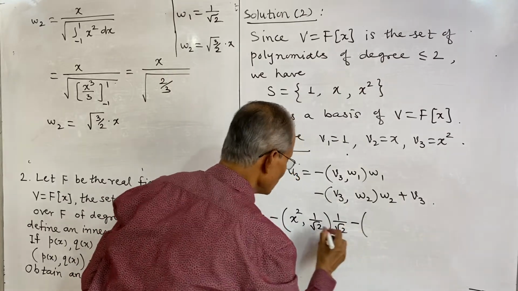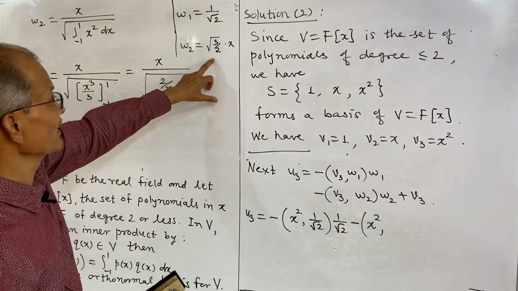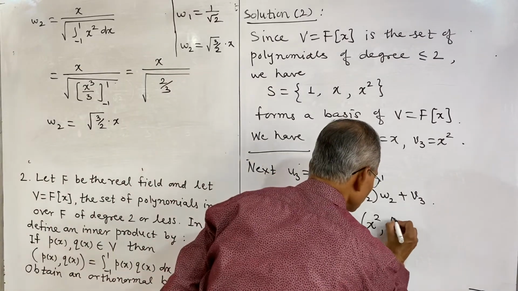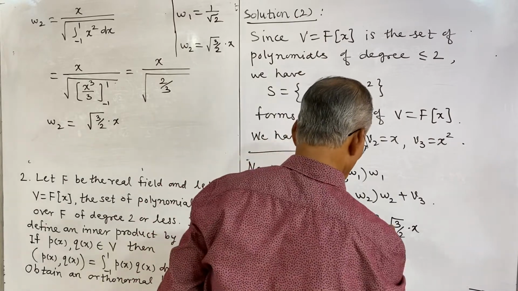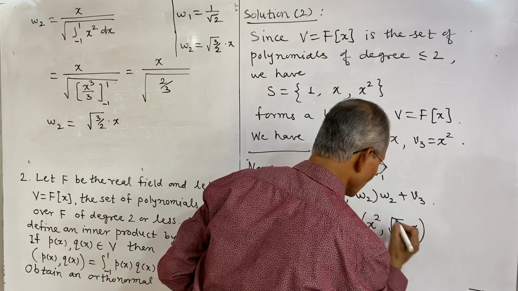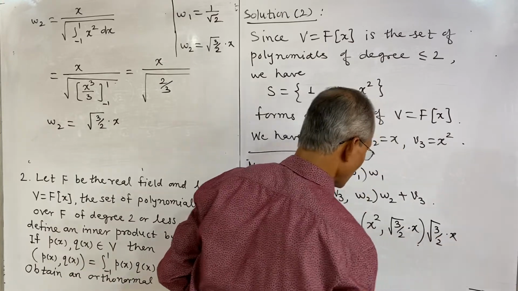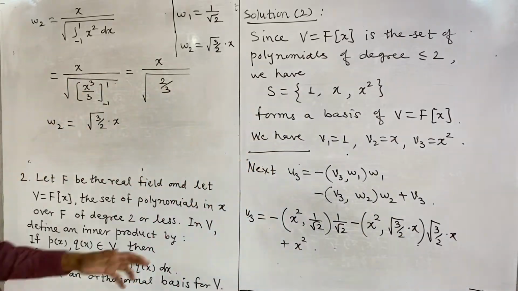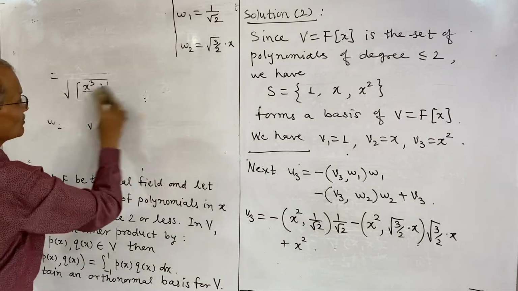Next, minus the inner product of v3, again x square, with w2. What is w2? w2 is the vector we just obtained, root of 3 by 2 into x. X is outside the root. This is the inner product of these two, multiplied by w2, that is root of 3 by 2 multiplied by x, and plus v3, meaning x square. So this is to be calculated, then we get u3.